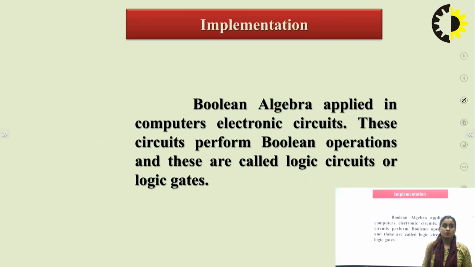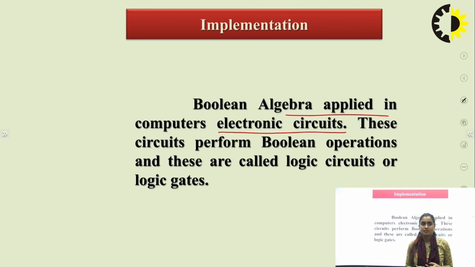Now let's talk about the implementation. Boolean algebra is applied in computers and electronic circuits. It is always applied in electronic circuits. These circuits perform Boolean operations and are called logical circuits or logic gates. Why are these called logical circuits or logic gates? Because their operation is based on certain logic.